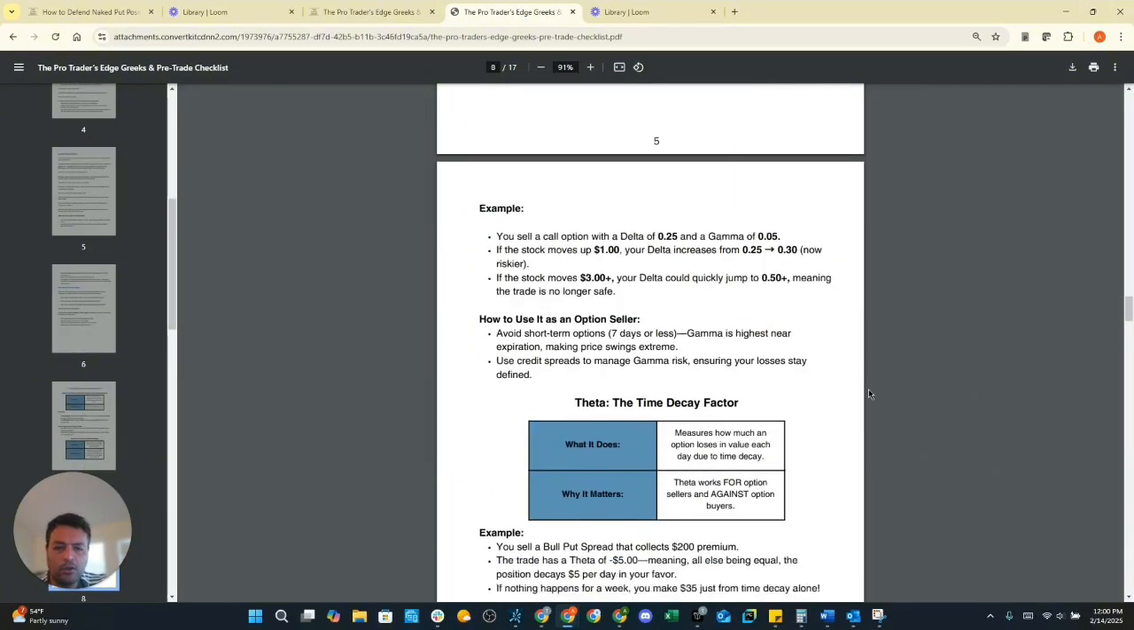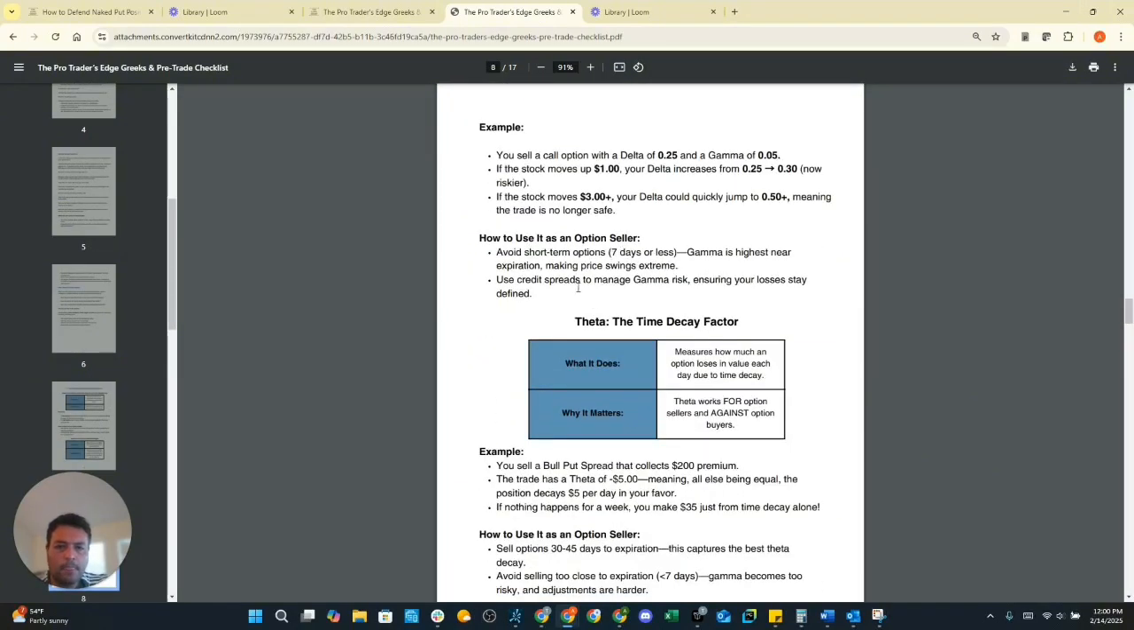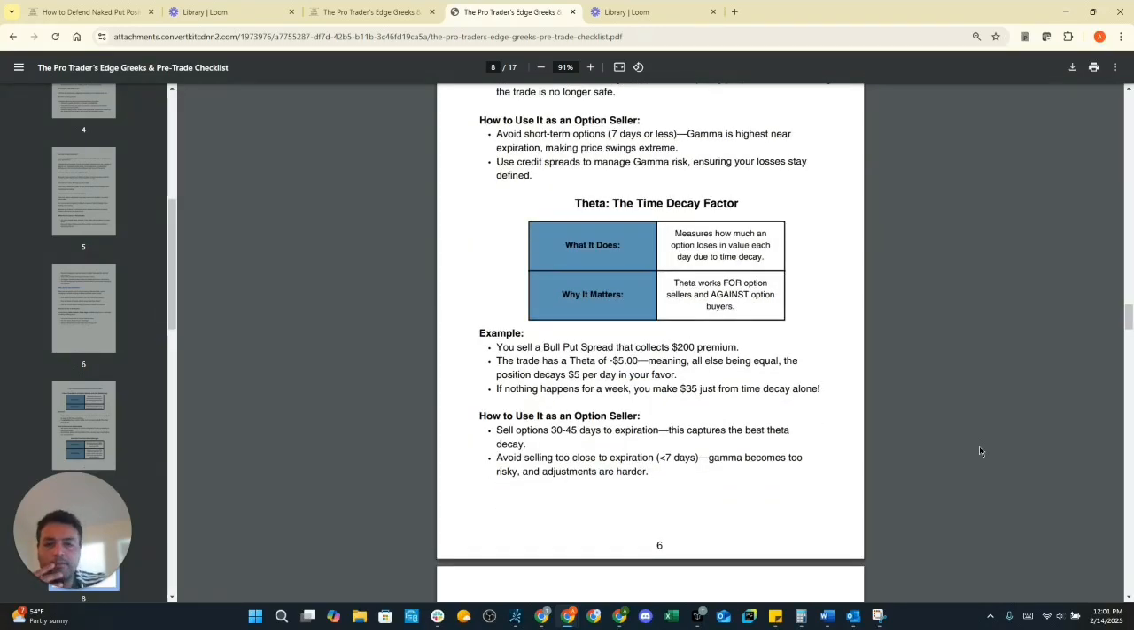The next thing I wanted to show you is how to use it as an option seller. I said avoid short-term options. Don't do this. Gamma is highest near expiration. It makes price swings extreme. So don't do that, please. Use credit spreads to manage gamma risk. Yes, that's another way of doing it. Don't go naked options. Go credit spreads.